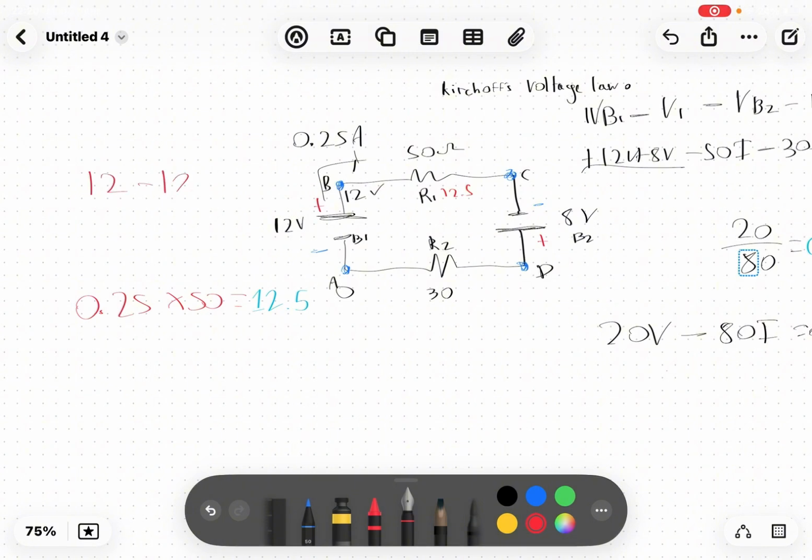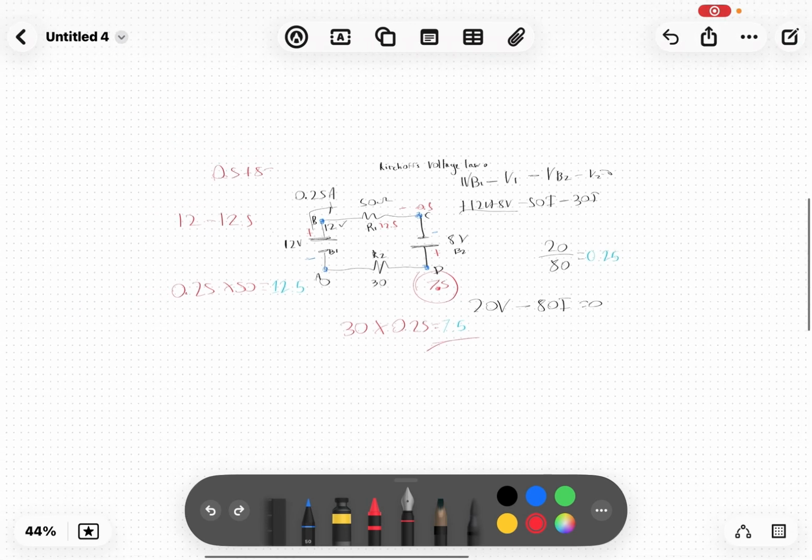12 take away 12.5 equals negative 0.5. Then over here goes here, so it's a positive. Remember, it's a positive. So this gives 0.5 because 0.5 plus 8 equals this. A dot. And then just to check that this does equal 0, to check Kirchhoff's law, 30 times 0.25, 7.5, 7.5. These two take away, give 0. Hip hip hooray, everything is working.